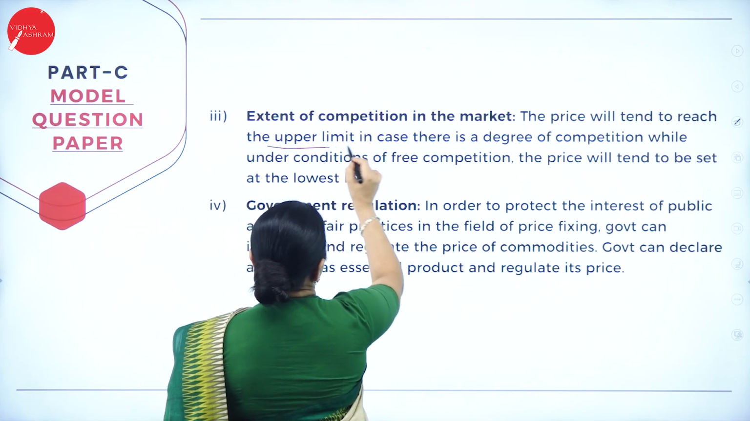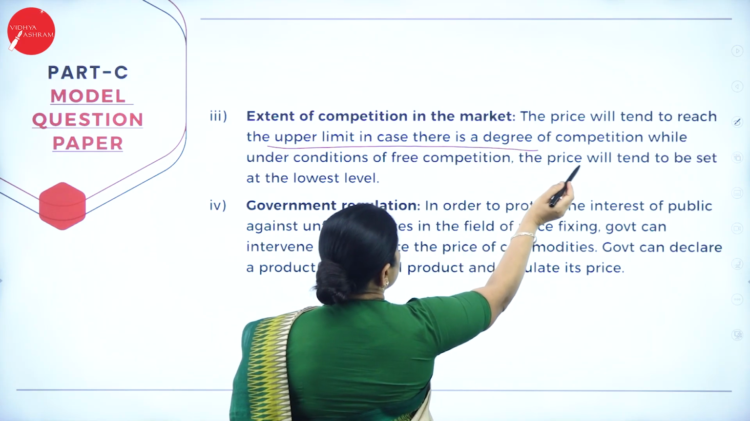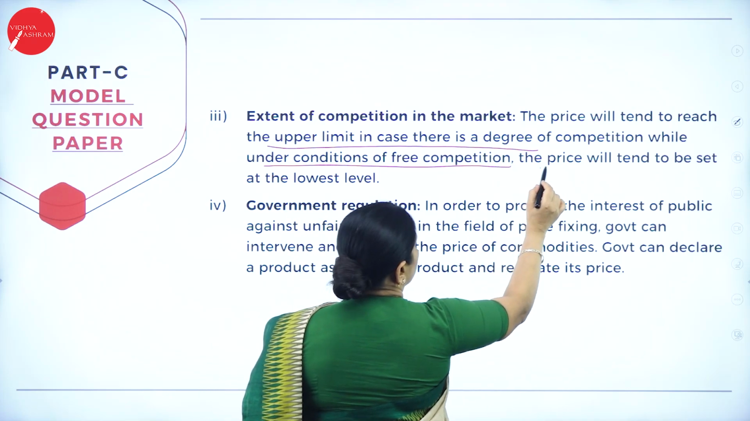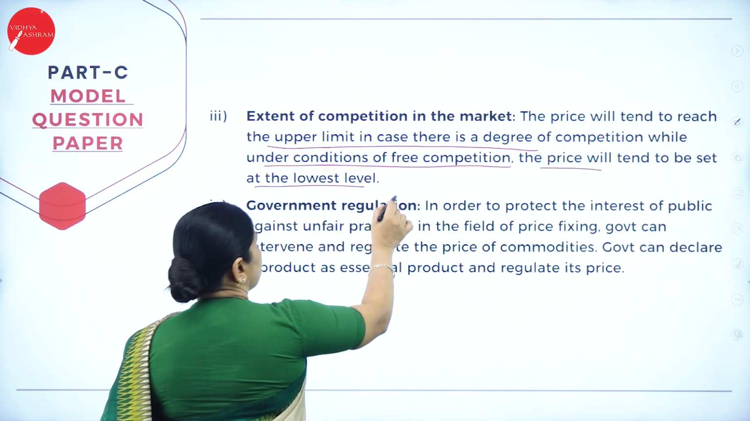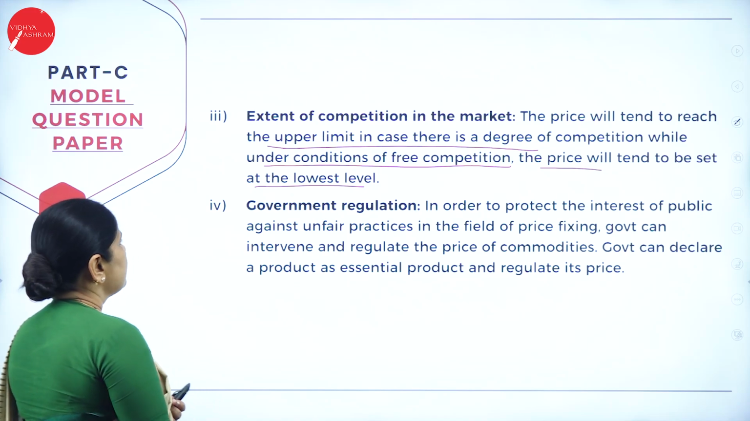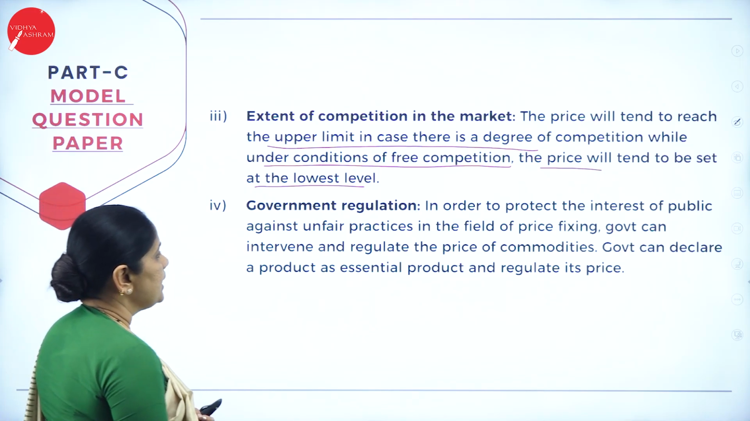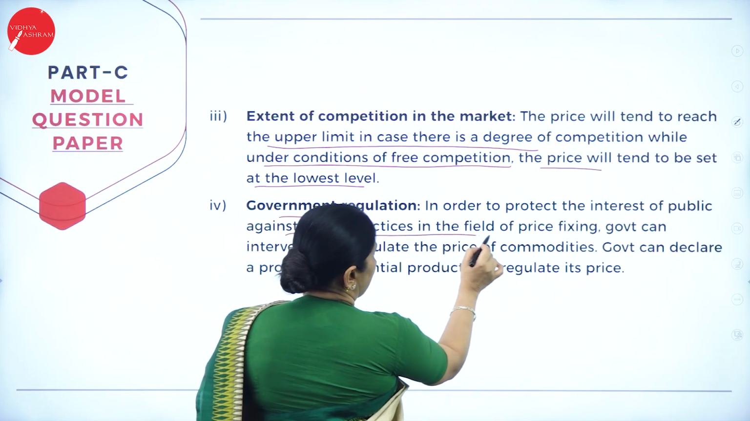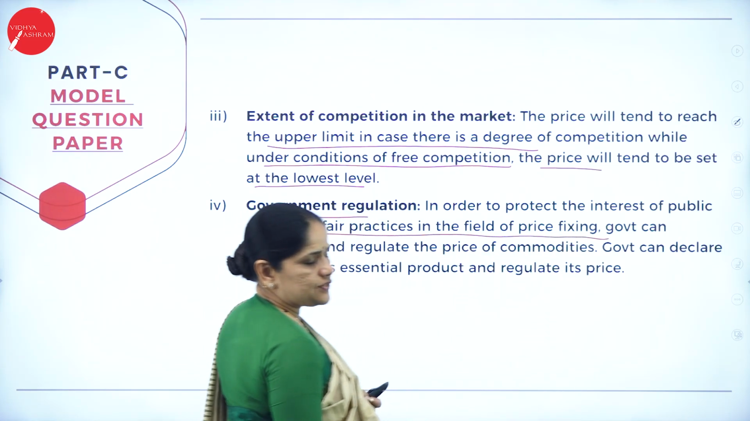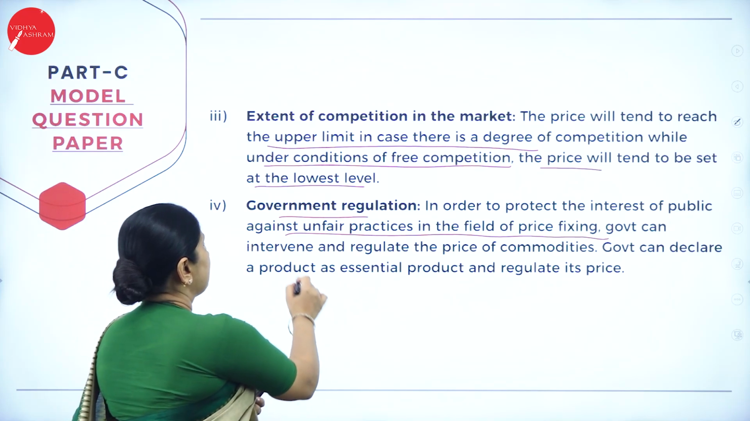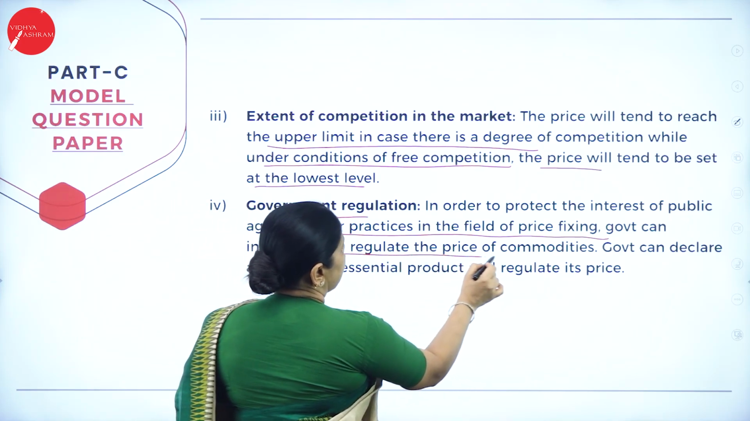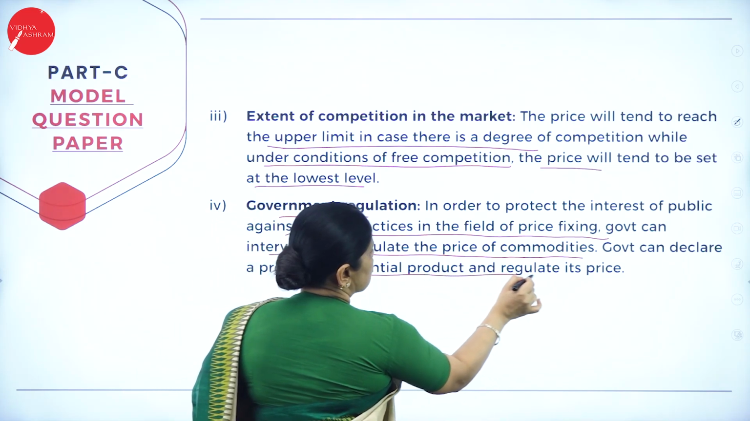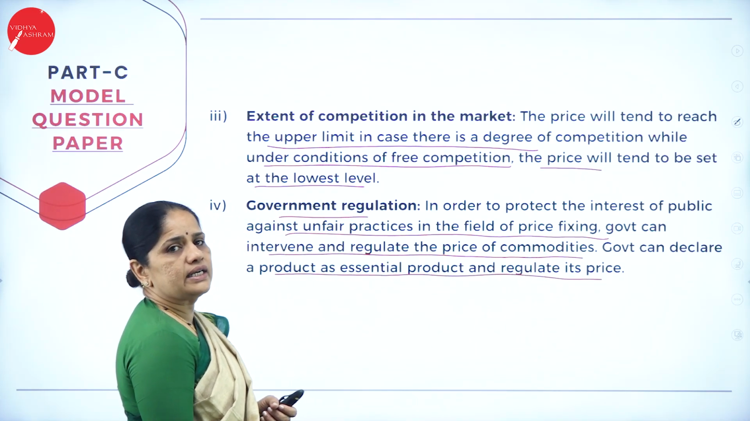The price will tend to reach the upper limit in case there is a low degree of competition, while under conditions of free competition, the price will tend to be at the lowest level. Then government regulation. In order to protect the interest of the public against unfair practices in the field of price fixing, the government can intervene and regulate the price of commodities. It can declare a product as an essential product and regulate its price.